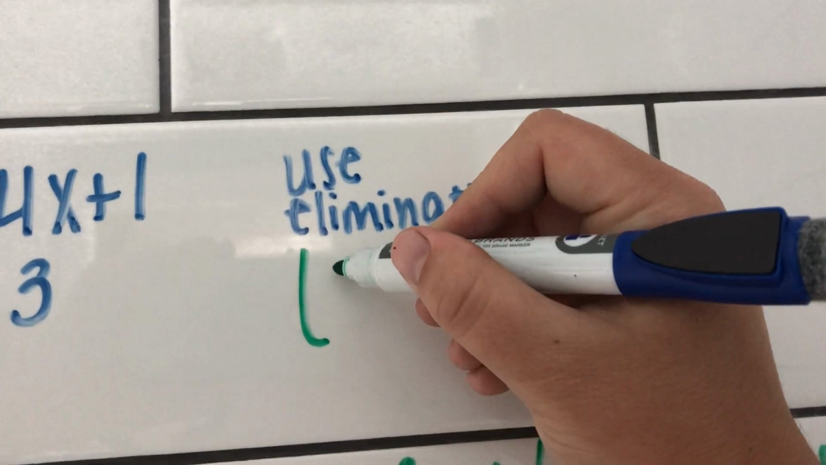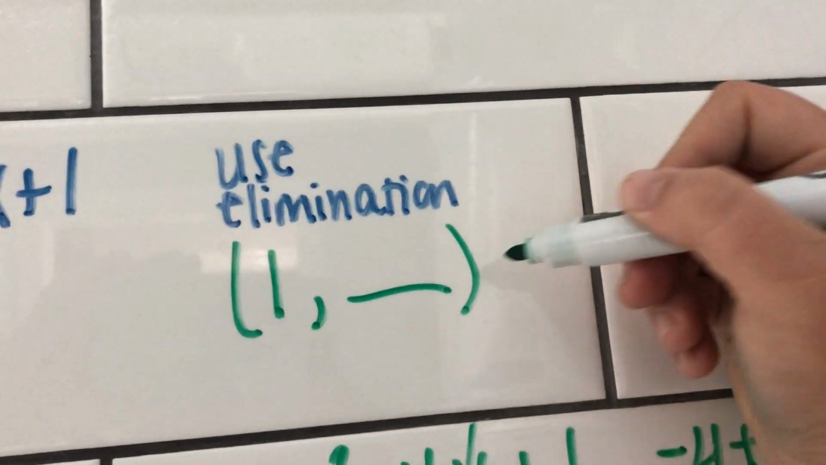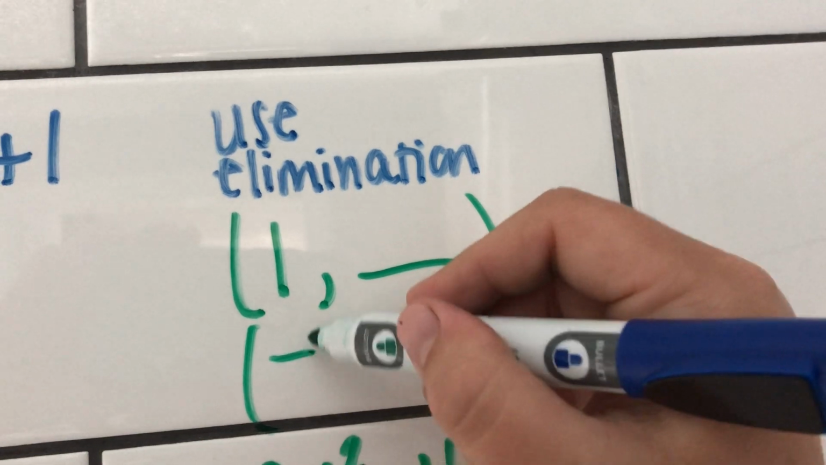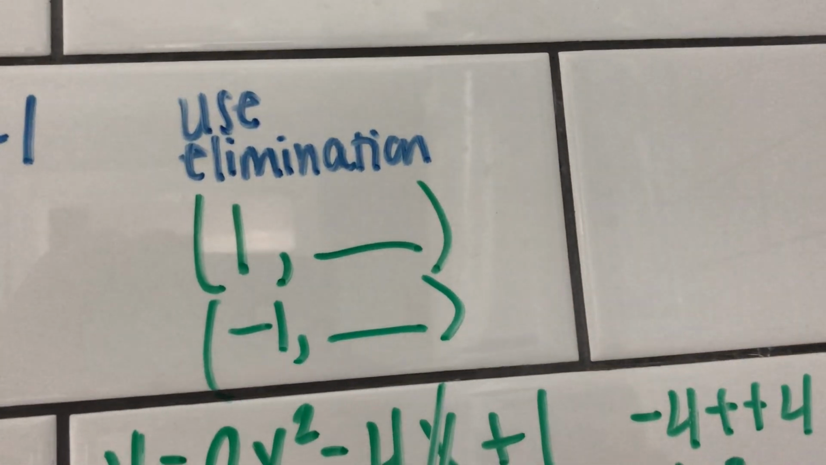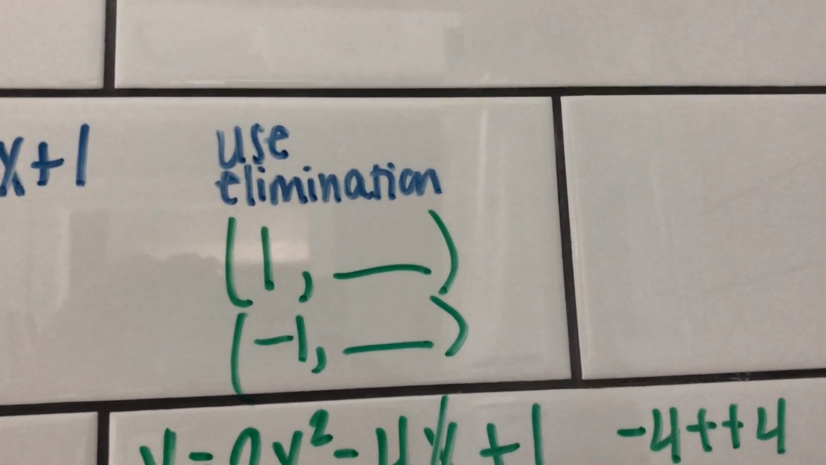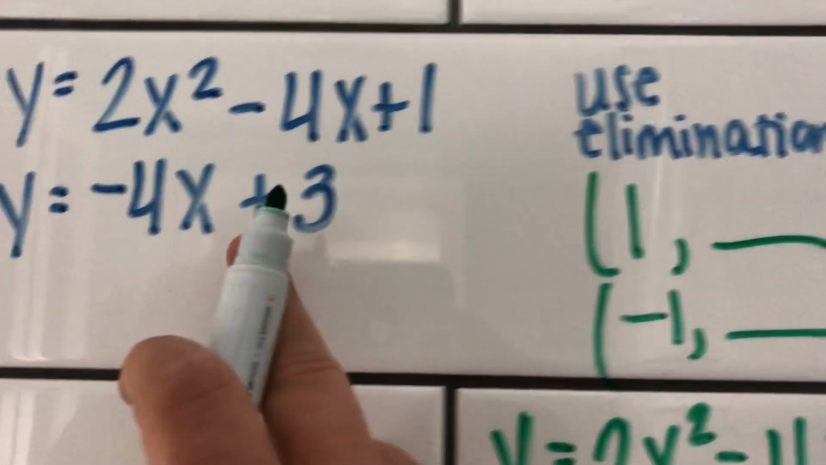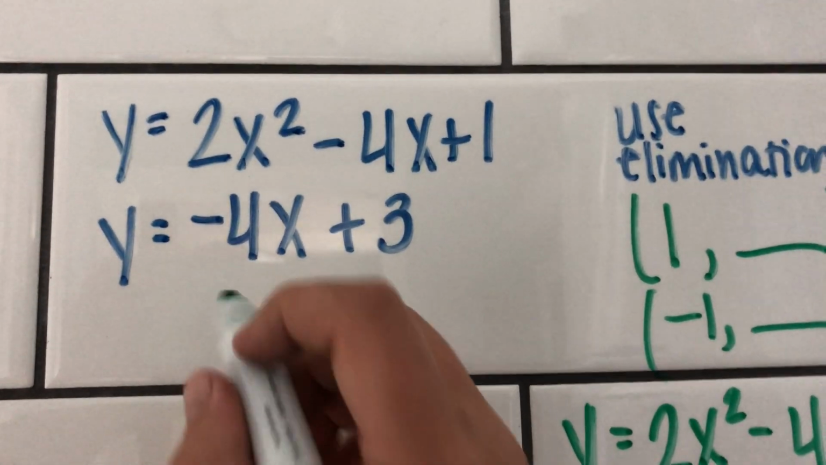And what I have is a 1 in the x spot. I need to find its y. And I have a negative 1 in the x spot, and I need to find its y. So I'm going to go ahead and do that now. I'm going to use the linear part again. It's way easier. So I'm just going to plug it in right here.